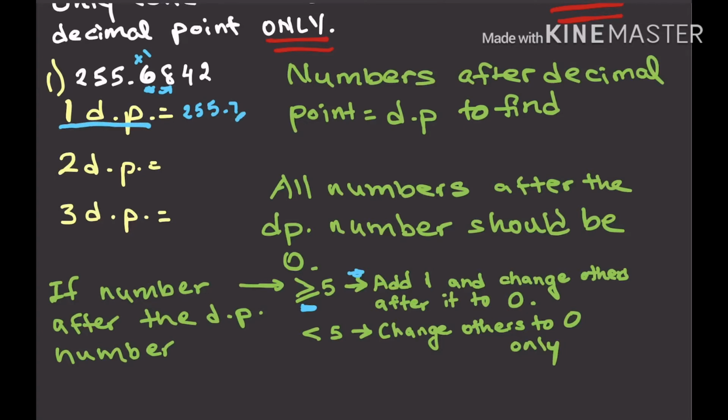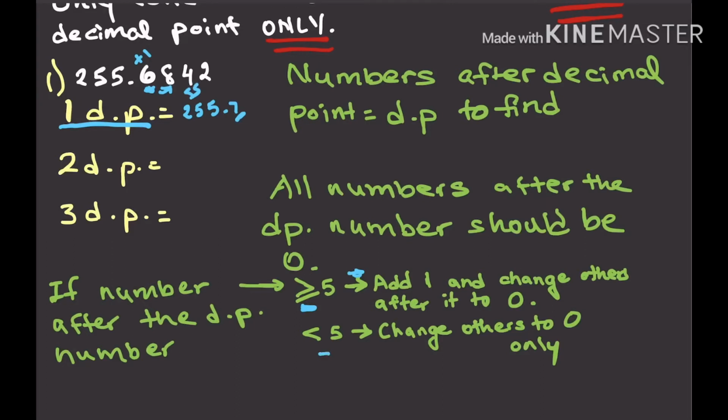That's what it means. Going to the next one, 2 DP. So we're going to be looking at 1, 2. We're going to be looking at the 8 this time. We look at the number right after it, which is a 4. We know that this 4 is less than 5.